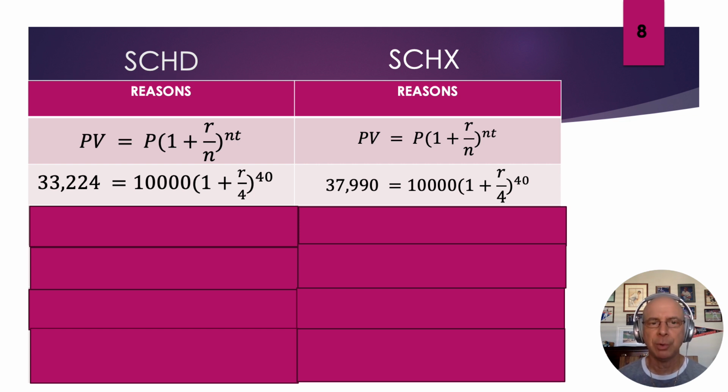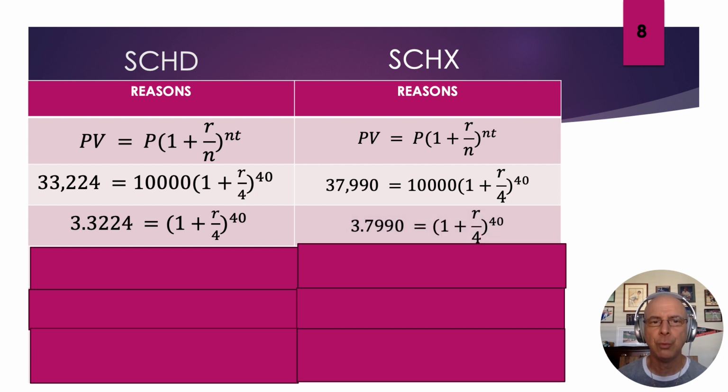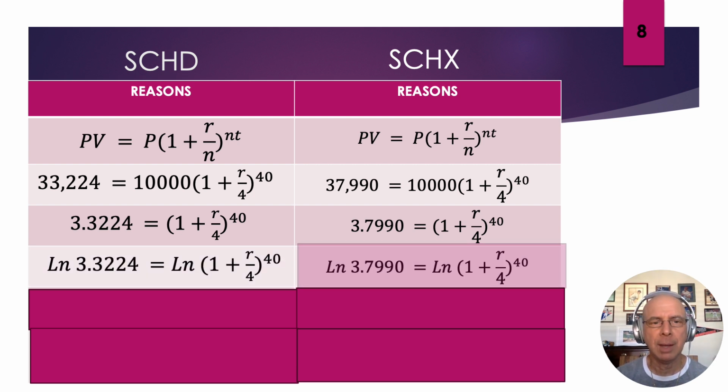But what is the annual percentage rate? So again, let's figure this out. So we divide $33,224 by 10,000, and you get a decimal of 3.3224. And on the right, the decimal is 3.7990. And then we have to take the natural log of both sides. And we do that. We have the natural log of 3.3224 compared to the natural log of 3.7990.